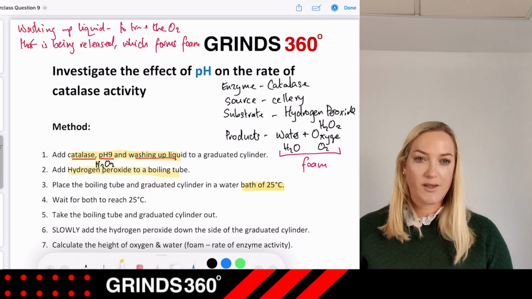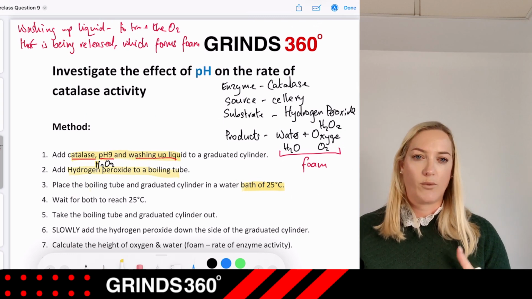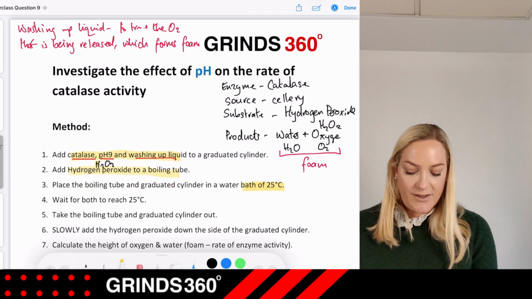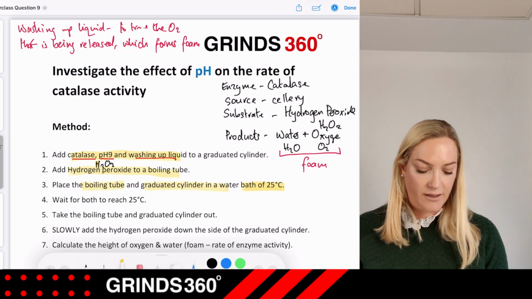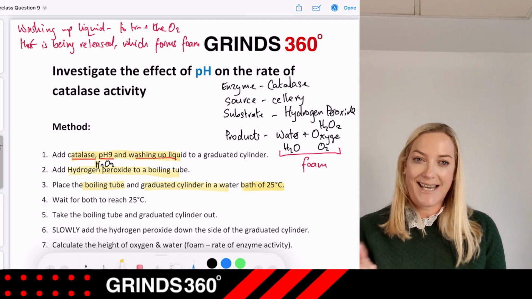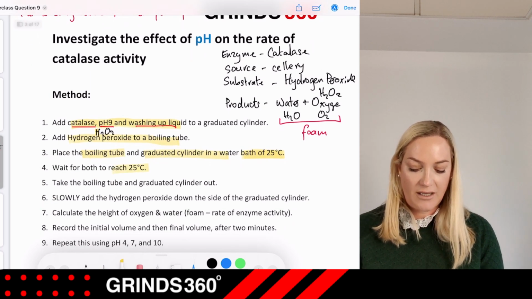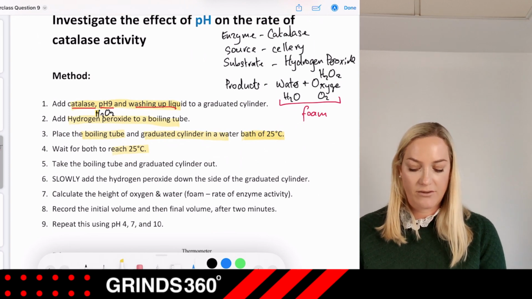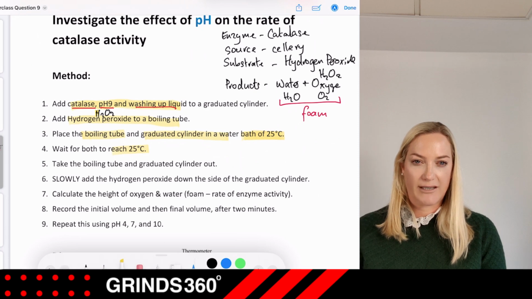Fridge. So if it's come from the fridge it's around 4 or 5 degrees Celsius, and we want to bring the hydrogen peroxide up to the same temperature. So you're going to place your boiling tube and your graduated cylinder in a water bath at 25 degrees. How do you maintain the temperature of your water bath? Okay, so you can set it to 25 degrees. So you're going to wait for both to reach 25. And when both have reached, so you put in a thermometer, and when both have reached 25, you're going to add your boiling tube of hydrogen peroxide into the graduated cylinder.